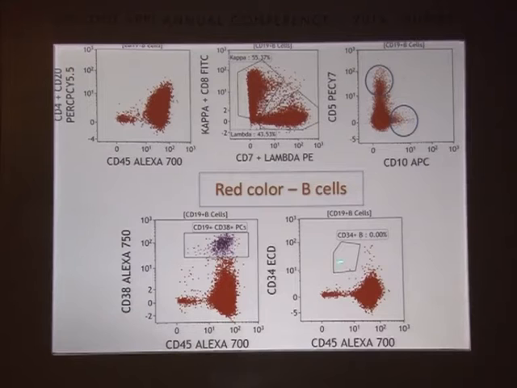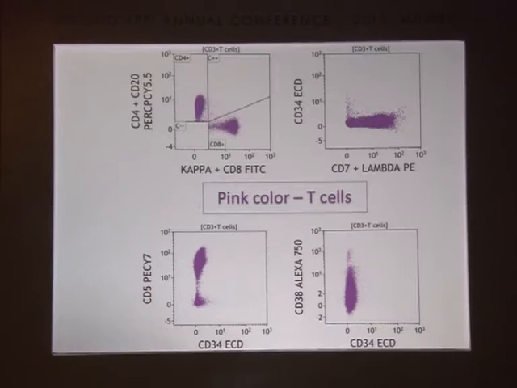And CD34 is for blasts. So there are no blasts. Now go to the T cells. As I mentioned, for T cells you look at CD8 and CD4. Don't look at kappa, these are mutually exclusive. So I'm just taking T cells now. These whole four plots will show you T cells. These are CD8, CD4. So again, a good ratio, 2:1 maintained. This is non-specific. These are CD7 positive T cells. CD5, most of them are CD5 positive. And CD38 is only on very few cells. CD34 is negative.